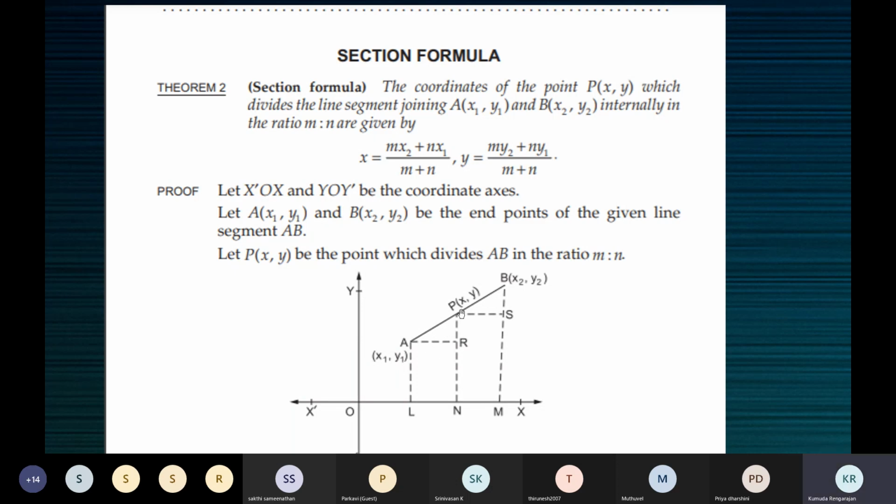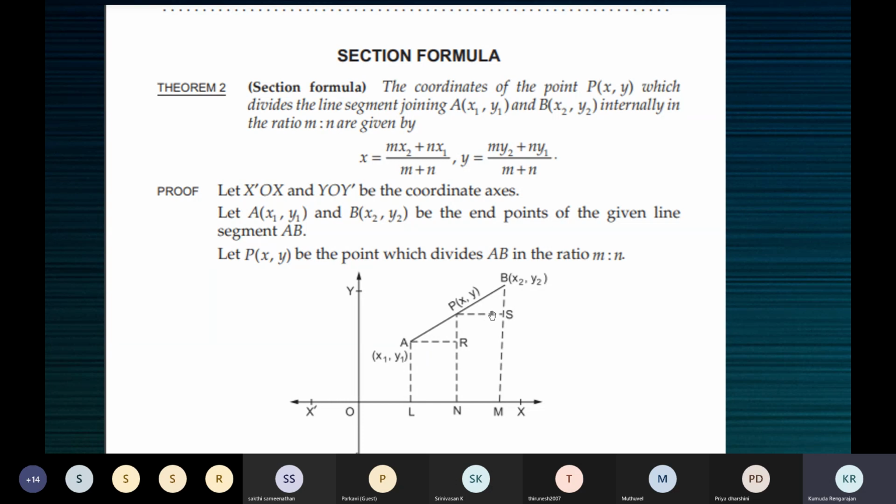When you write ARP similar to PSB, from the order ARP, PSB: AR by PS is equal to RP by SB is equal to AP by PB. You should take one side from the first triangle and the other side from the second triangle. That's it. We just proved that the triangles are similar, and then we use the proportionality.